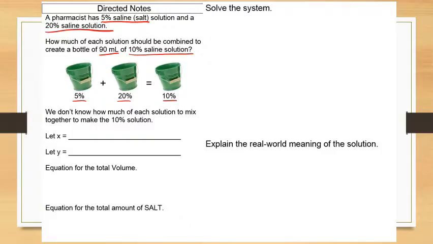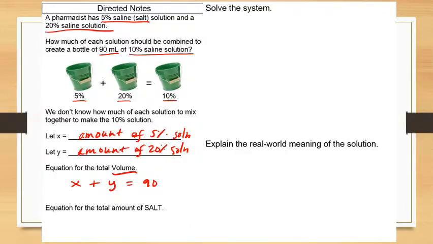So we're going to let our x equal the amount of 5% solution, and we're going to let our y equal the amount of 20% solution. I'm just using SOLN to abbreviate solution. So writing an equation for the total volume, we're going to let our X plus our Y equal 90 milliliters, since that's the total volume we want to make.